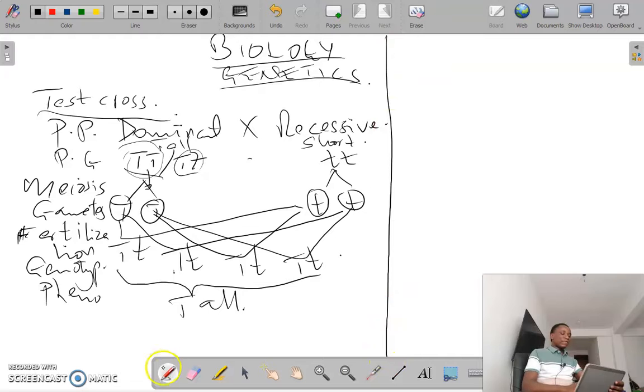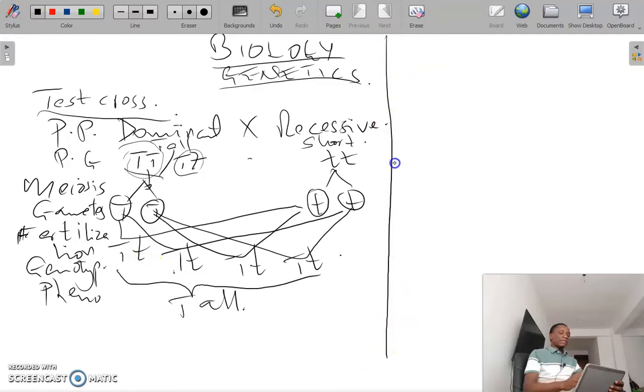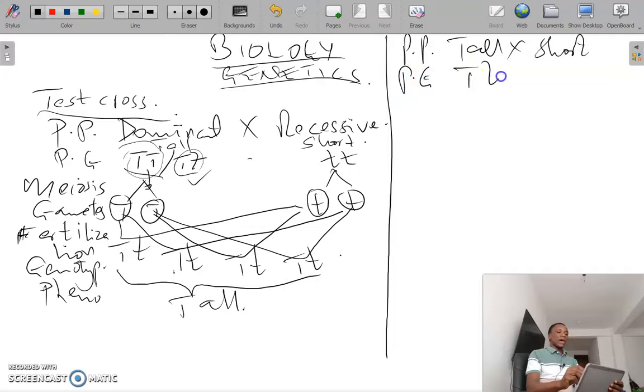Now let us see what if the genotype of the experimental organism was heterozygous. We'll have the parental phenotype, tall crossed versus short. Parental genotype: tall has the heterozygous form. During meiosis, they segregate, capital T and small t. Now this will be the gametes.